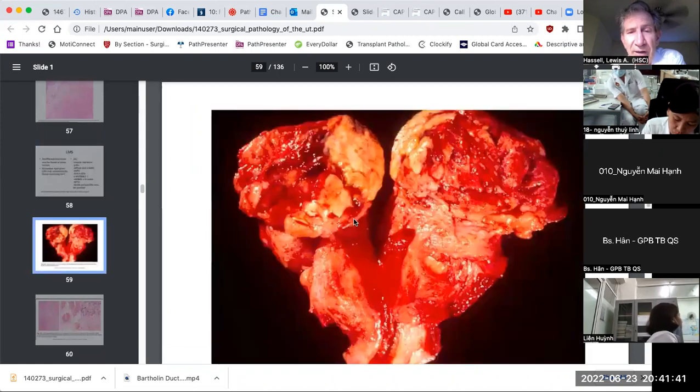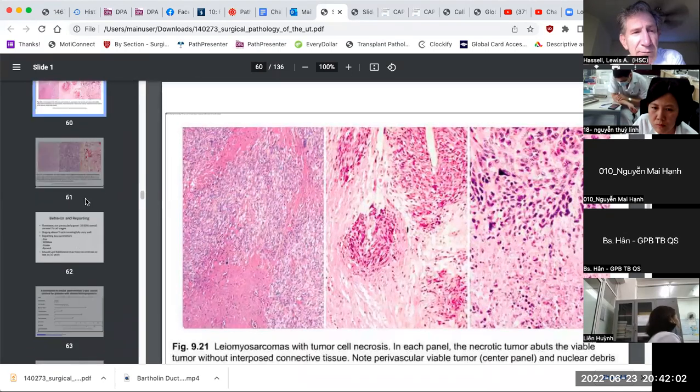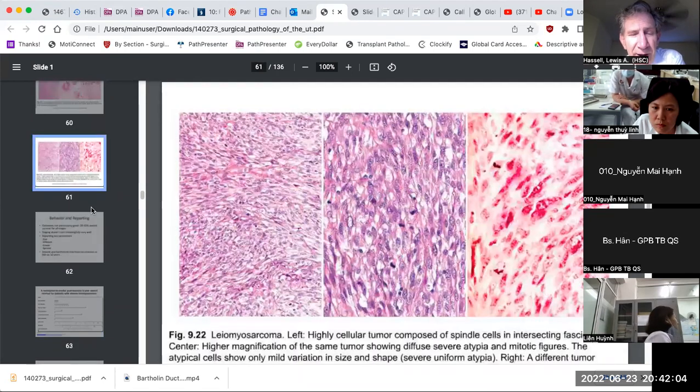Well, grossly, here's an example. You can see there's variable necrosis and cellularity and so forth. Here's our tumoral type necrosis. Here's a little bit more infarct type necrosis. And so forth. Well, actually, they're calling this tumoral type necrosis too. And mitotic activity, cellularity, a degree of nuclear atypia, as you can see here on the right. These are all features for leiomyosarcoma.